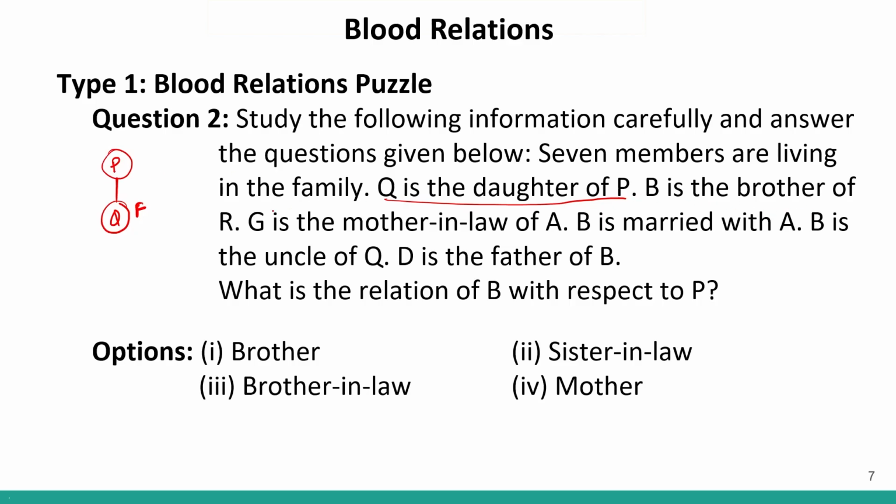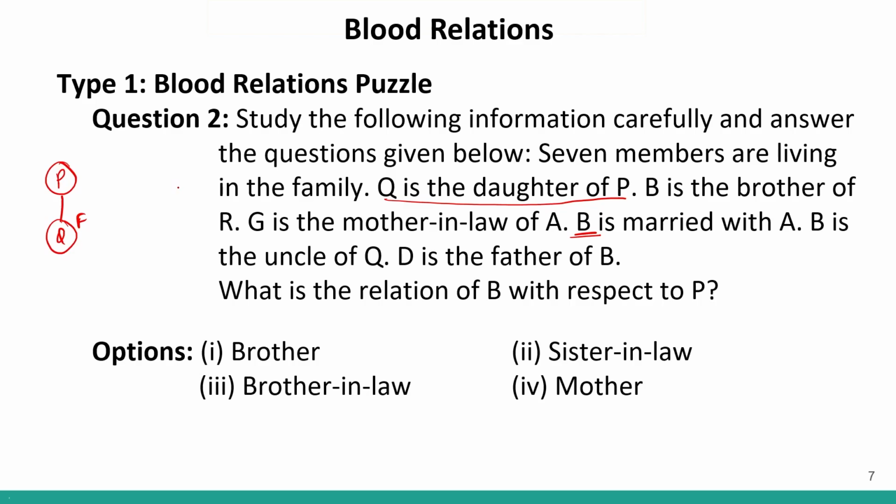B is the brother of R. Let us hold this information. G is the mother-in-law of A. Let us hold this information. B is married with A. B is the uncle of Q. D is the father of B. So let us start with this information. I am drawing this on the side. Q is basically the daughter of P. Okay. I am holding this information.